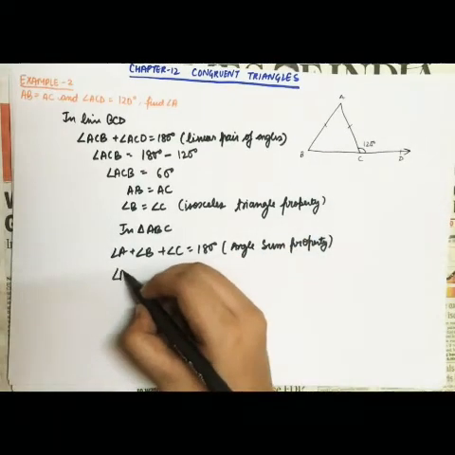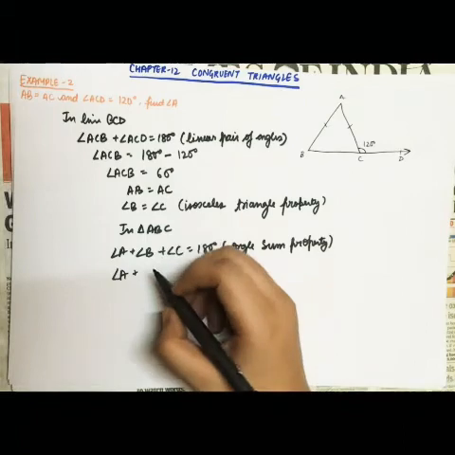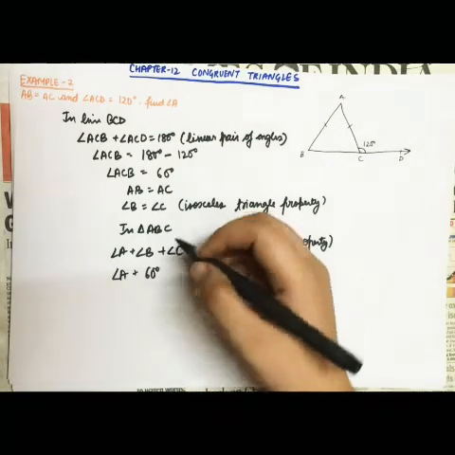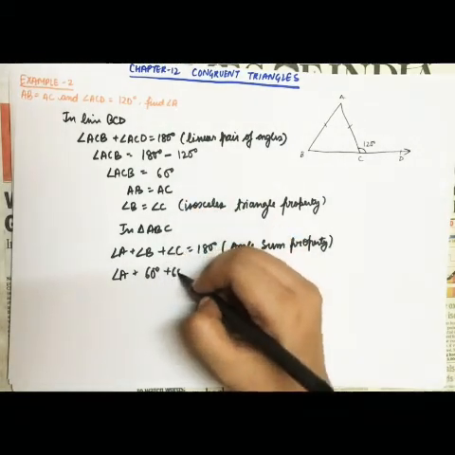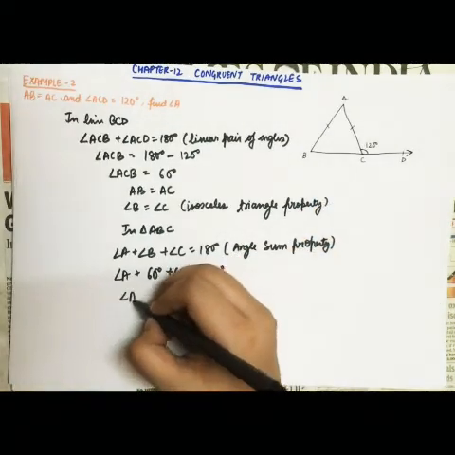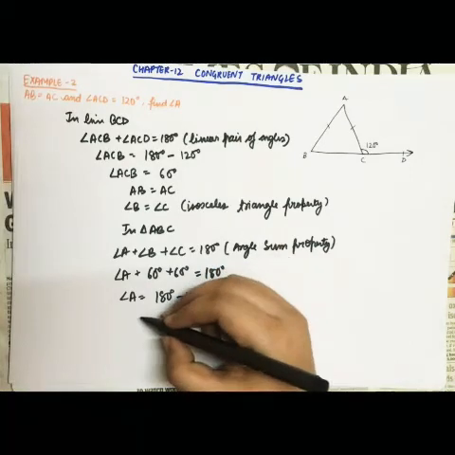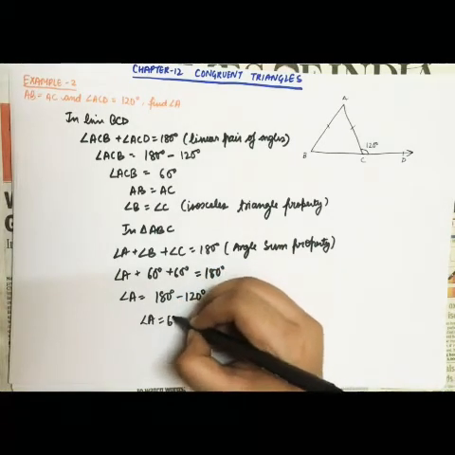Now angle A plus angle B is nothing but 60 degree and angle C is also 60 degree, is equal to 180 degree. Therefore angle A is equal to 180 degree minus 120 degree. Angle A is equal to 60 degree.